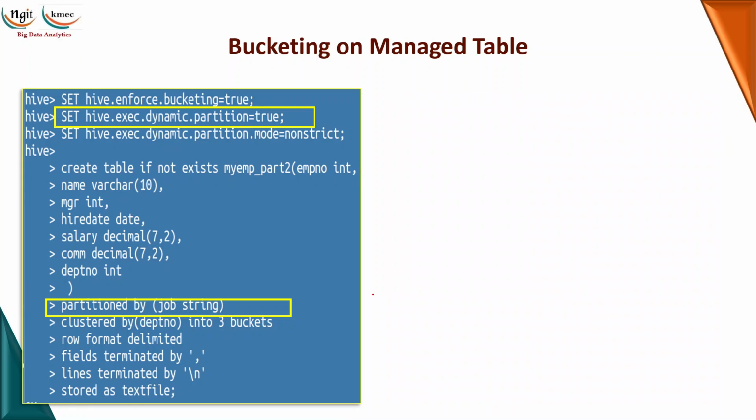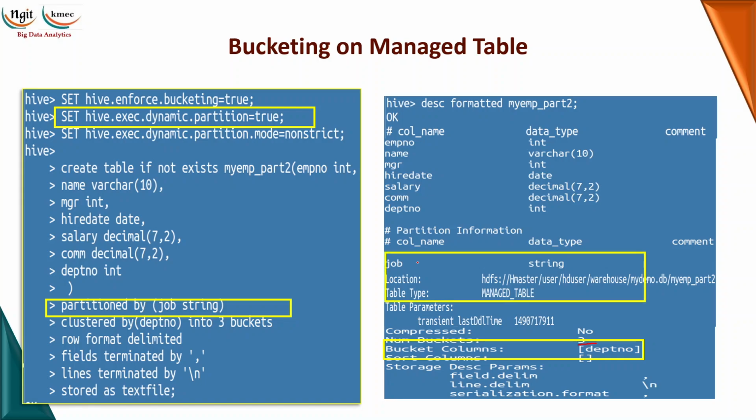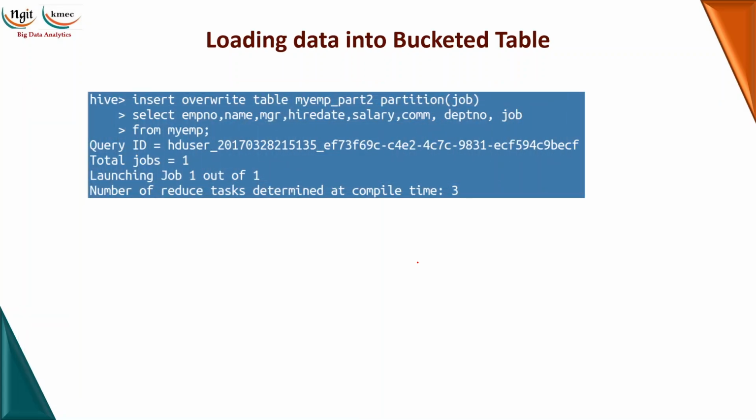We have to set dynamic partition true, and then set hive.exec.dynamic.partition.mode to nonstrict, and set bucketing to true, and then we can go with that. It will clearly mention how many buckets are created, meaning how many department numbers, and how many partitions are created. All this information will be given clearly. This is the partition information, this is the bucket information, and then loading the data into the bucketed table.